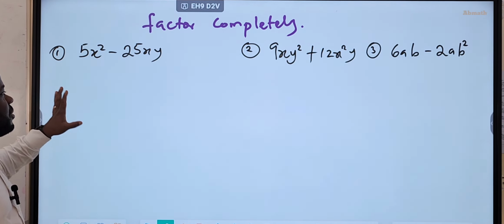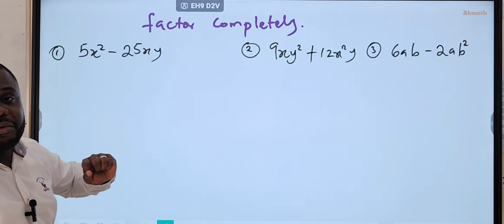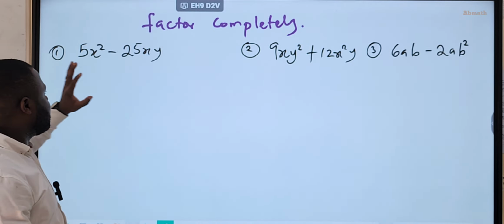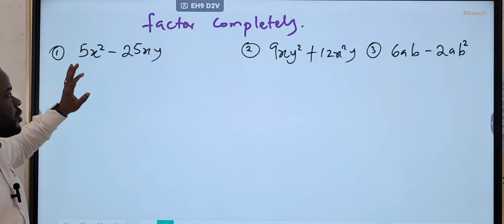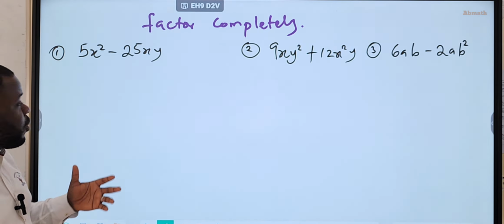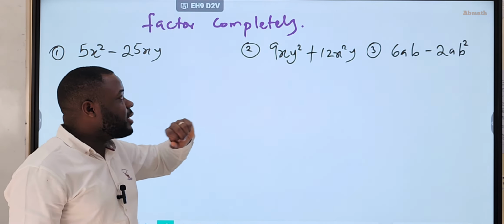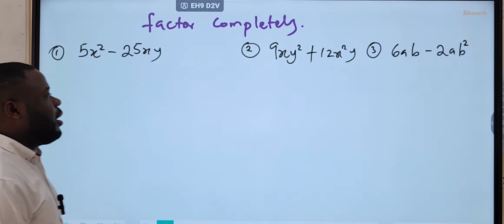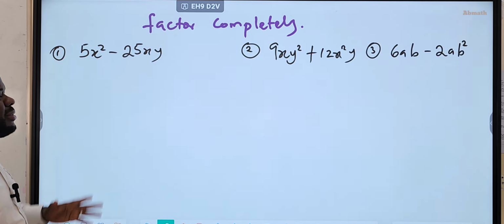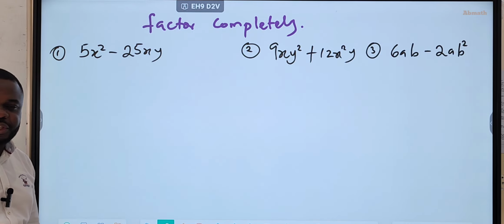In this question, it just asks us to factorize completely these three expressions. The first one is 5x squared minus 25xy. And the second one is 9xy squared plus 12x squared y. Let me just go straight into solving.